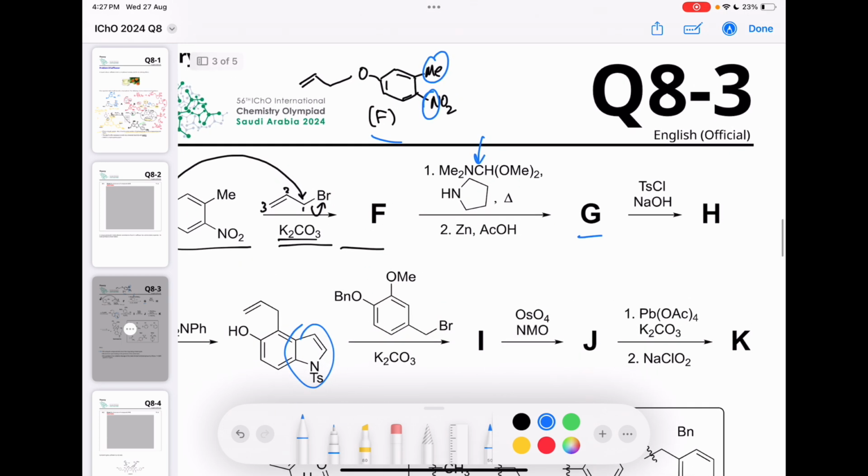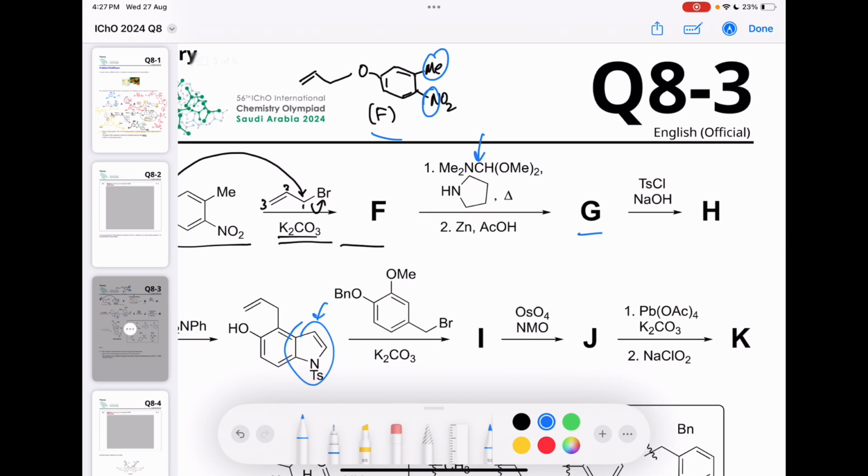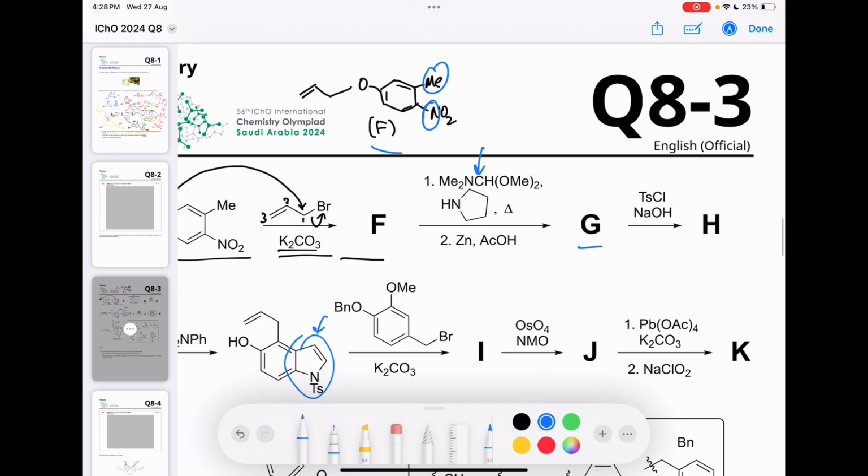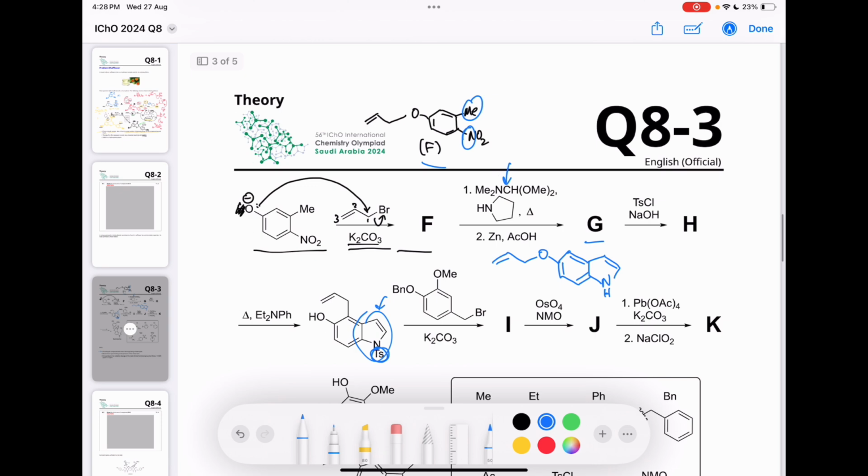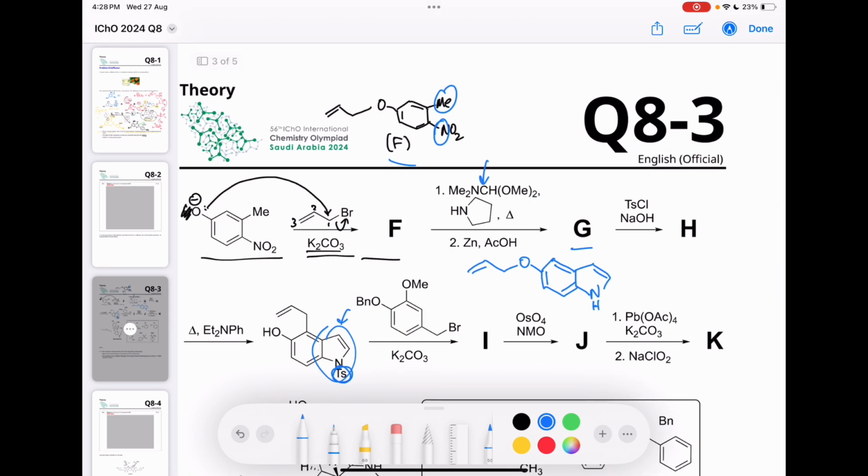Okay, so let's just copy down this structure. But we don't have a tosylate group here, so we're just going to put H here for now. We'll check if that's correct later on. Okay, we can just draw our benzene ring. Of course, we must follow structure F in terms of the substituent placement. And yeah, so far so good. It looks alright.